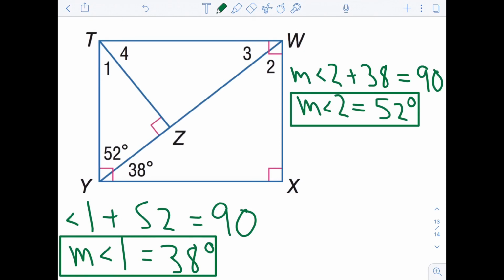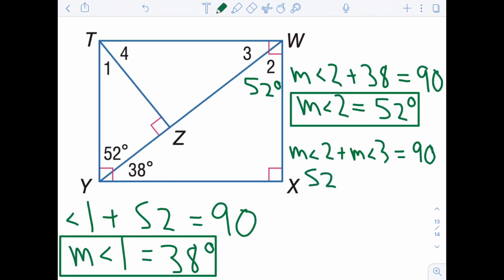So now let's find the measure of angle 3. So since we know that this is 52 degrees, and we know that the measure of angle 2 plus the measure of angle 3 equals 90, because there's the right triangle symbol right there, which means that it's a right angle. So if you substitute 52 for the measure of angle 2, plus the measure of angle 3 equals 90, we can subtract 52 from both sides, and you'll get that the measure of angle 3 is 38 degrees.